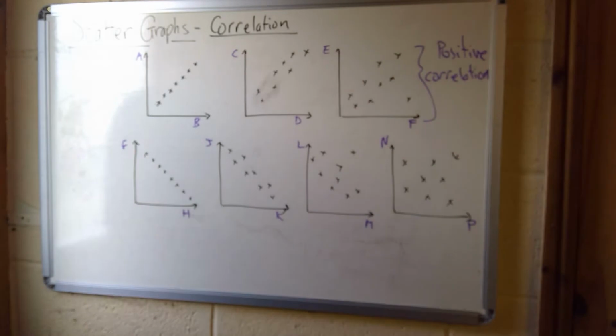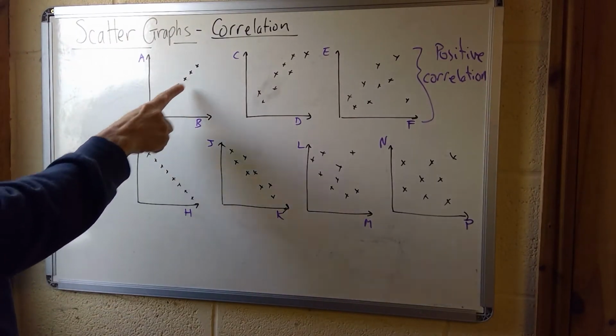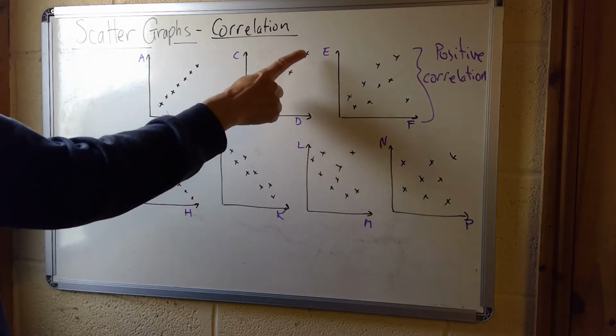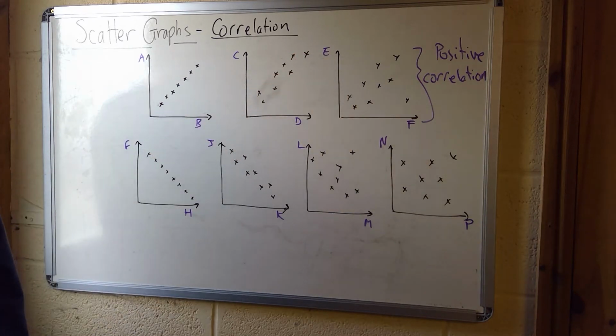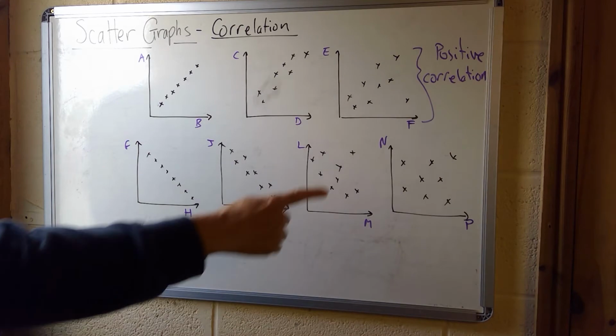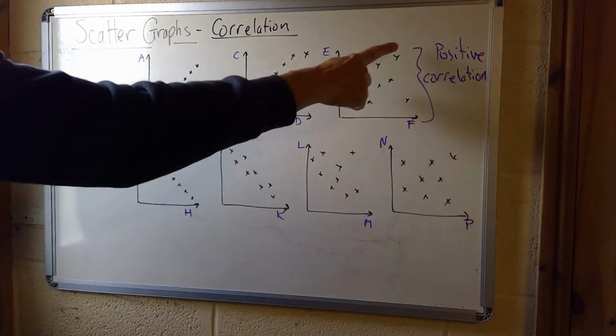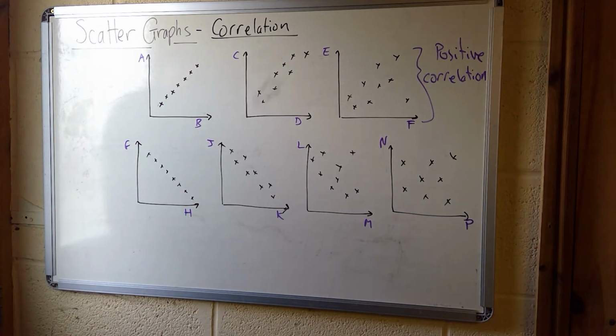The difference in them is the strength. This first one is a dead straight line, that's perfect correlation. This one's an obvious pattern, we'd call that strong positive correlation. And the third one is much weaker with a point here that doesn't really fit. We'd call that weak positive correlation.